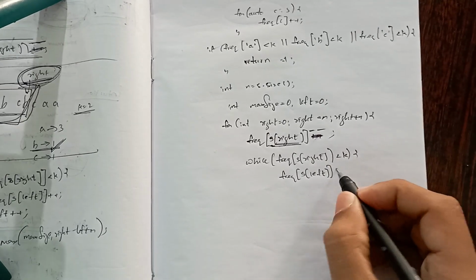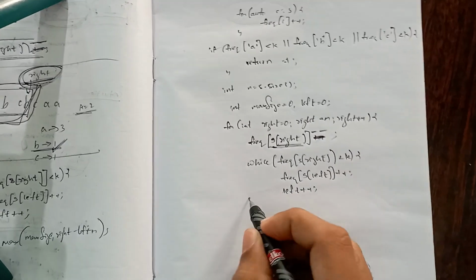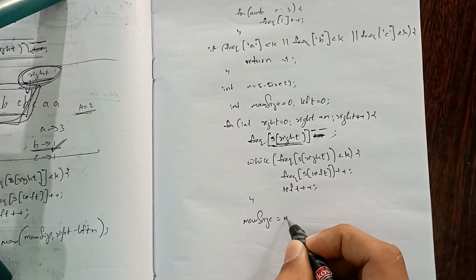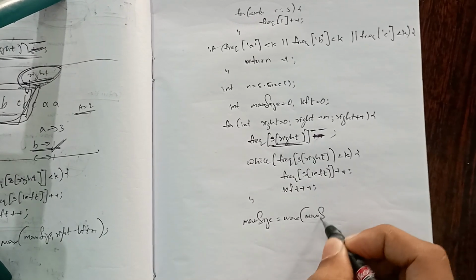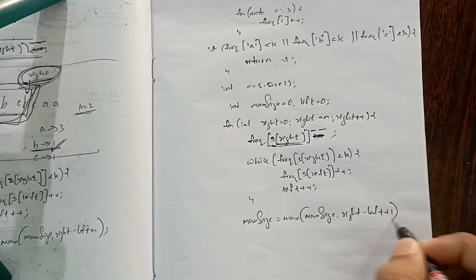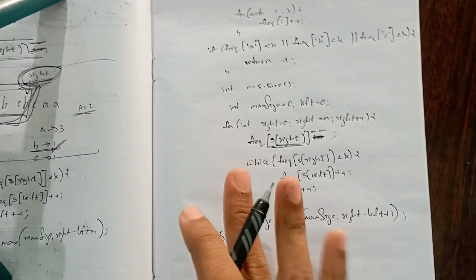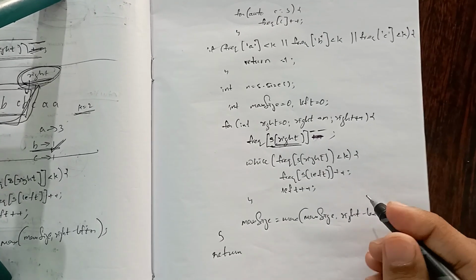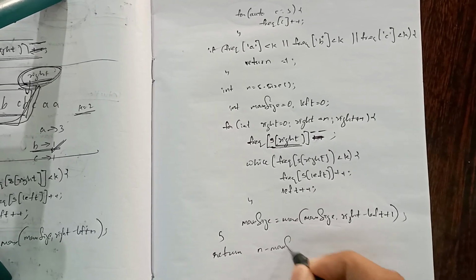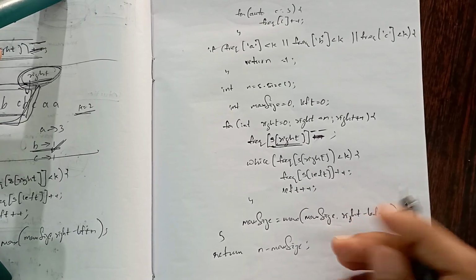That means we need to consider the frequency of left, and shrink our window by incrementing the left pointer, and consider the maximum size equal to the maximum of maximum size and right minus left plus 1. The answer will be by removing the sliding window size, that is n minus maximum size. By removing the maximum size, we will get the minimum rightmost and leftmost substring.